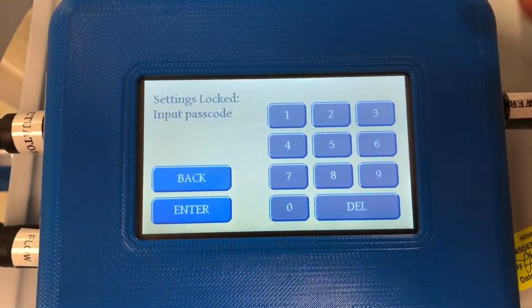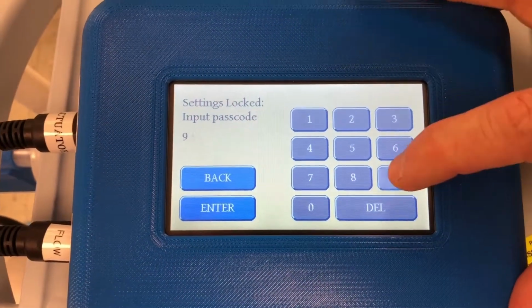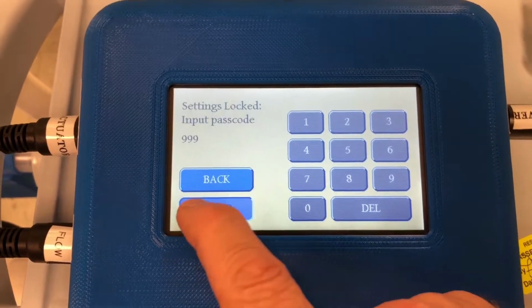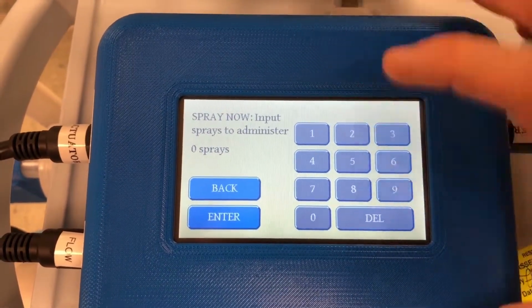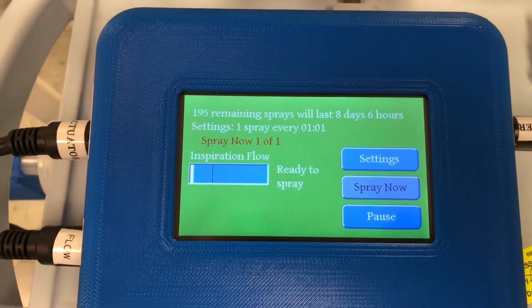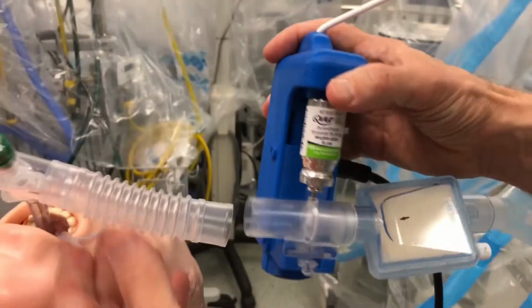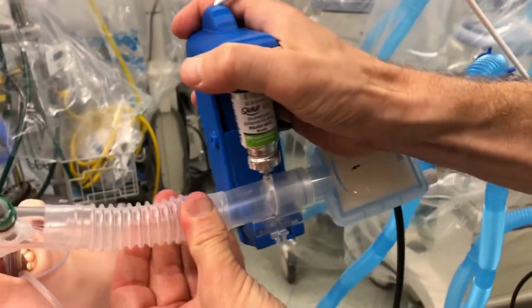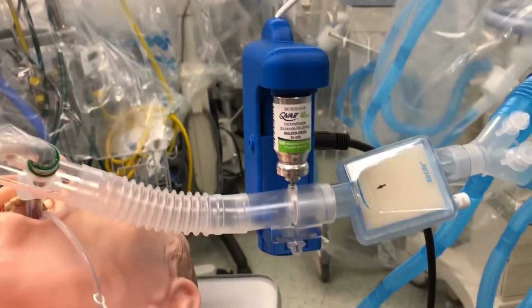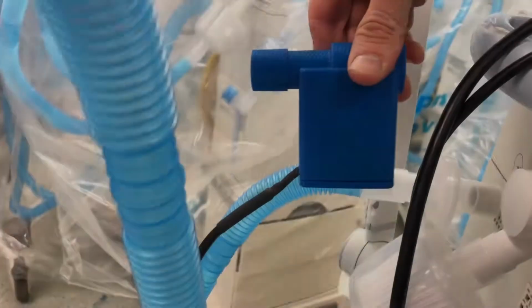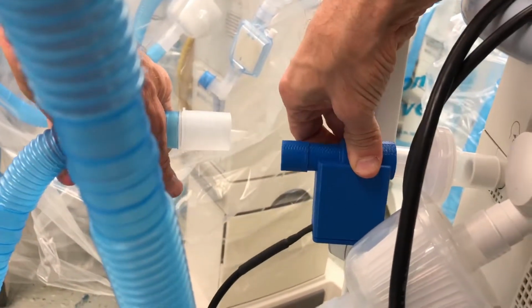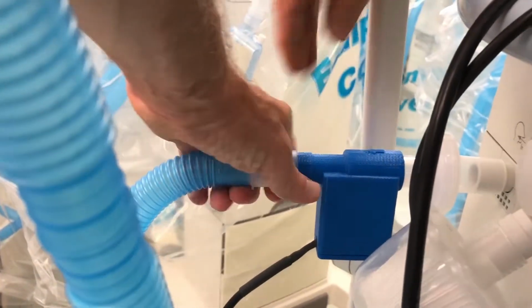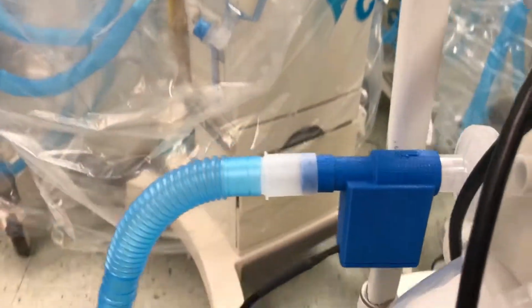the controller is set in a demonstration mode. Airflow sensor is demonstrated as well. Actuator and MDI adapter with a separate support tubing is shown. Airflow sensor being inserted on the inspiratory limb of the ventilator circuit. The airflow sensor is unidirectional.